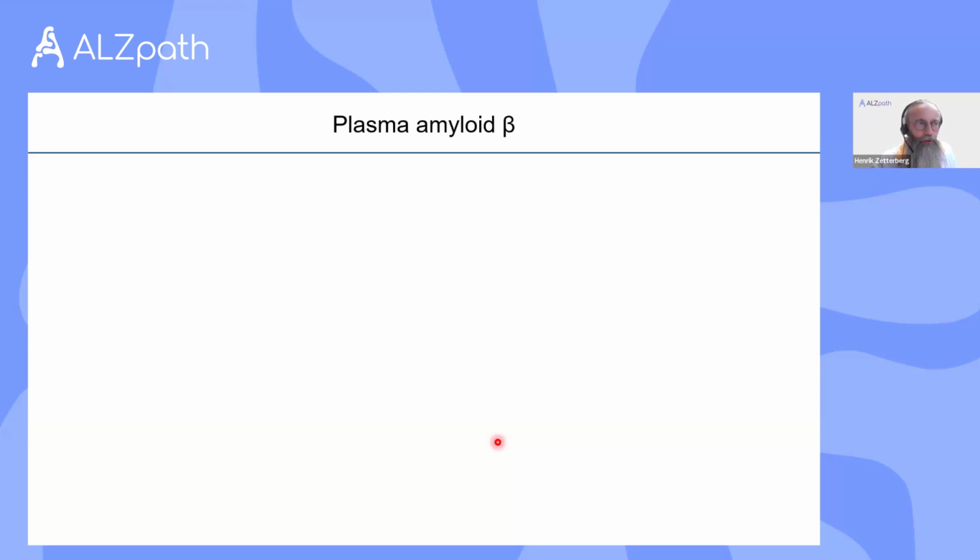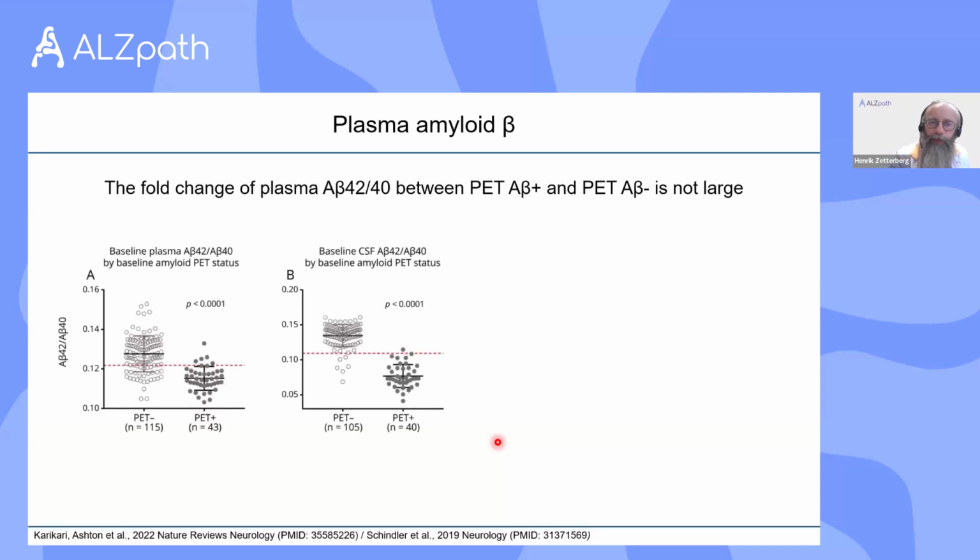CSF A beta 42:40 ratio, the 42 amino acid long form divided by the 40 amino acid long form, is a very good and FDA approved fluid biomarker for amyloid pathology. It works quite well. This is what it looks like in CSF, a strong reduction in amyloid PET positive people who have amyloid plaques in the brain, compared with negative people who are not having these plaques. And this reduction is around 50% actually.